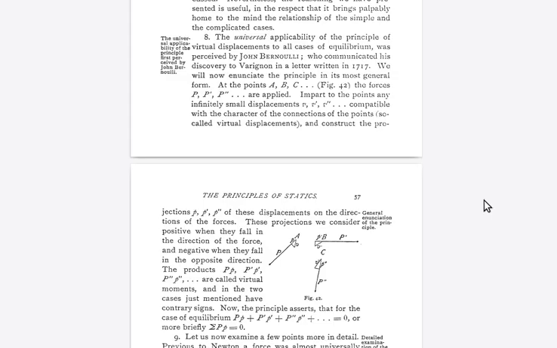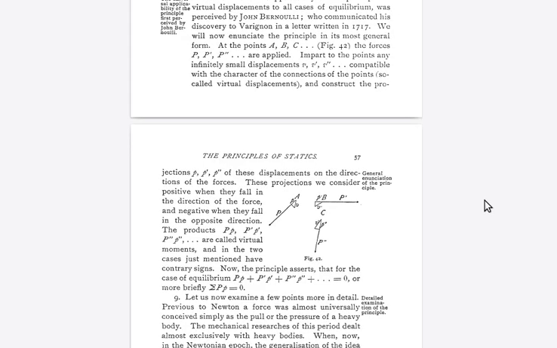At the points A, B, C, and so forth, figure 42, the forces P, P prime, P double prime act. Impart to the points any infinitely small displacements Z, Z prime, Z double prime, compatible with the conditions of the connections of the system. Then the sum of the projections PZ plus P prime Z prime plus P double prime Z double prime, and so on, is equal to 0.